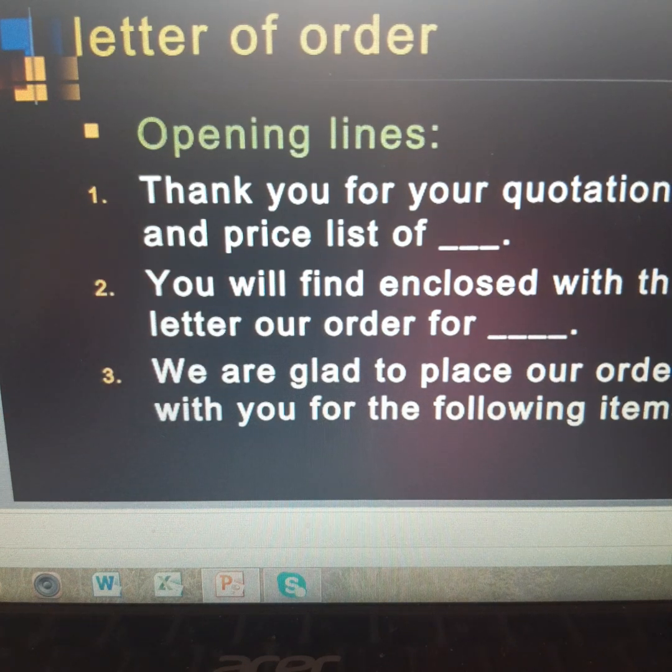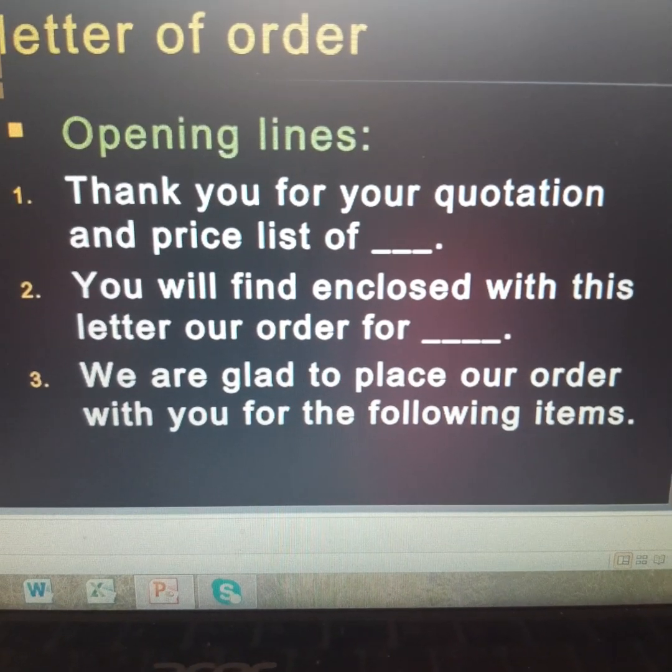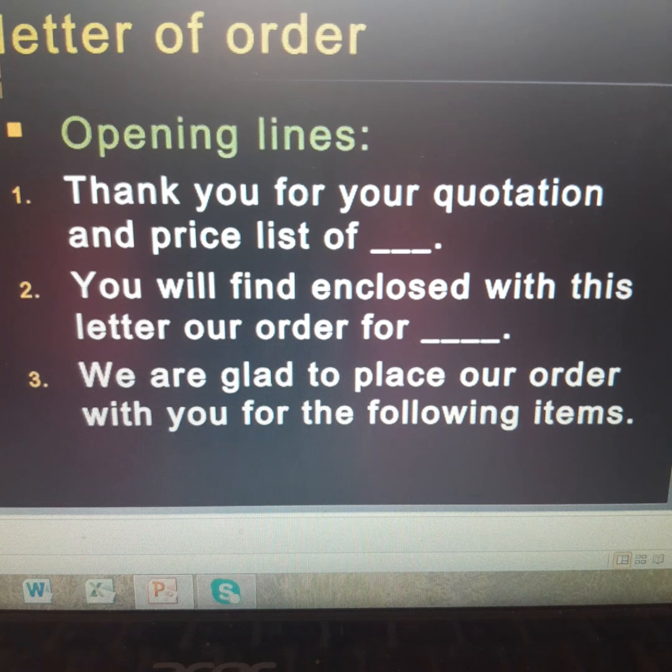Okay, now coming to the opening lines, children. Thank you for your quotation and price list of. This is the opening line. If you follow this exact format, you will prevent yourself from making grammatical mistakes. So, thank you for your quotation and price list of the order of placing stationery items for our school.